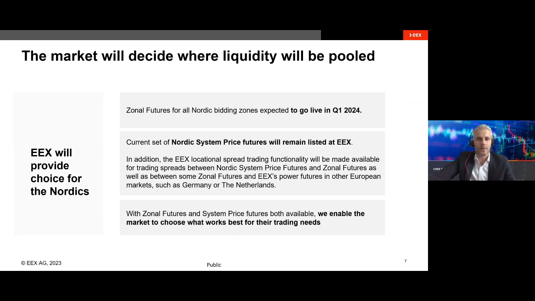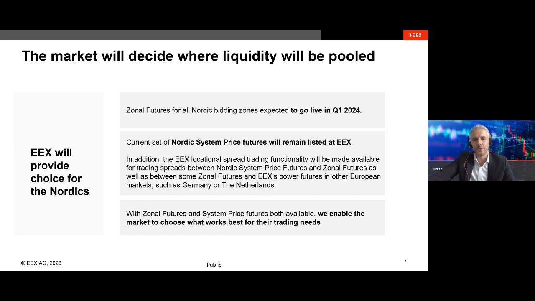So on the one hand, we will launch zonal futures for all the Nordic bidding zones, and we are happy to announce today that the go live will take place in the course of Q1 2024. At the same time, the current Nordic system price futures, which have been listed on EEX for a couple of years, will remain listed on EEX.